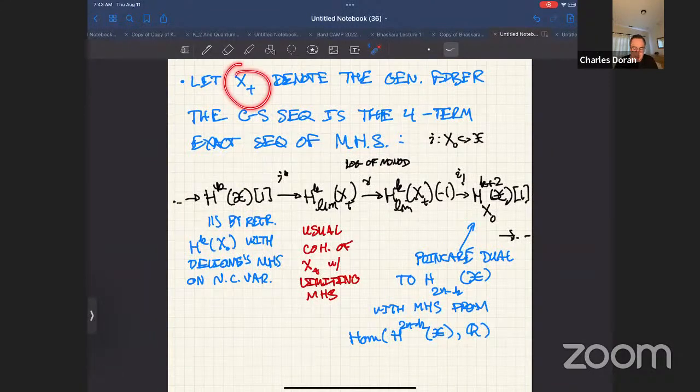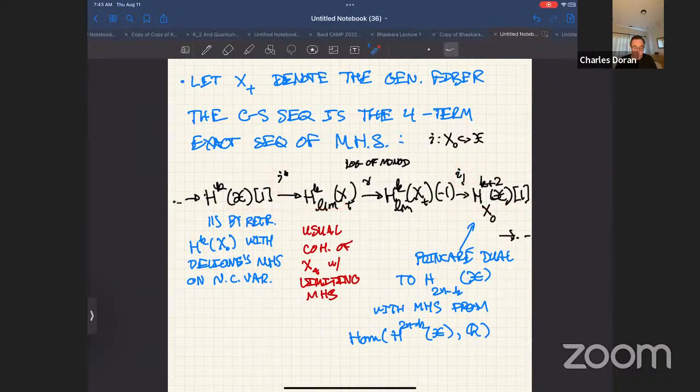Then if you let X_t denote the generic fiber, so basically t non-zero, then the Clemens-Schmid sequence is the 4-term exact sequence of mixed Hodge structures defined as follows. You've got the inclusion of your X_0 into your X, and the first term is H^k of X, and this is a perverse shift. Then you have the limiting mixed Hodge structure, H^k of the fiber X_t. Then you have the log of monodromy map to H^k lim X_t, but with a Tate twist. And you have i upper star here, and you have i lower shriek here, okay?